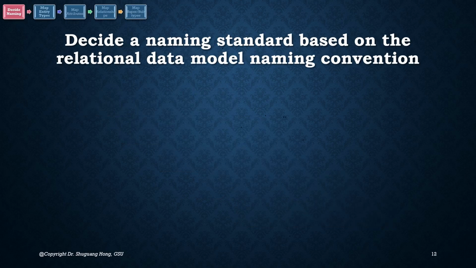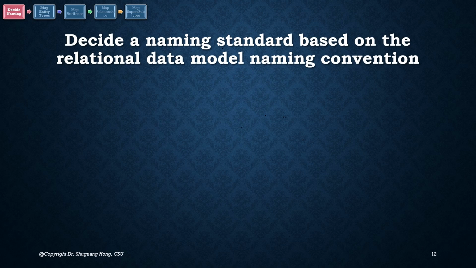Decide a naming convention based on the relational data model naming standard. Relational databases have specific naming standards. We should adopt the appropriate naming convention to avoid errors later when we implement the logical data model. That is, adopting a good naming standard now can help reduce redo work in the following design phases.